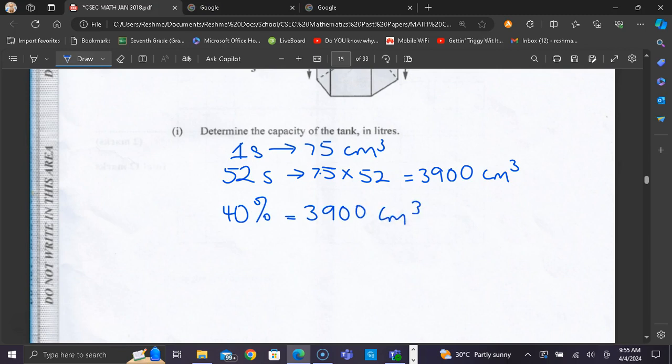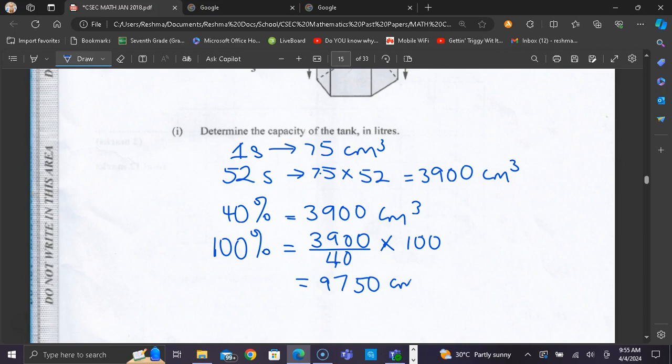So if 40% represents 3,900 cubic centimeters, then we need to find the entire volume, which is 100%. So therefore that's 3,900 divided by 40 multiplied by 100. Okay, and that will give us 9,750 cubic centimeters.